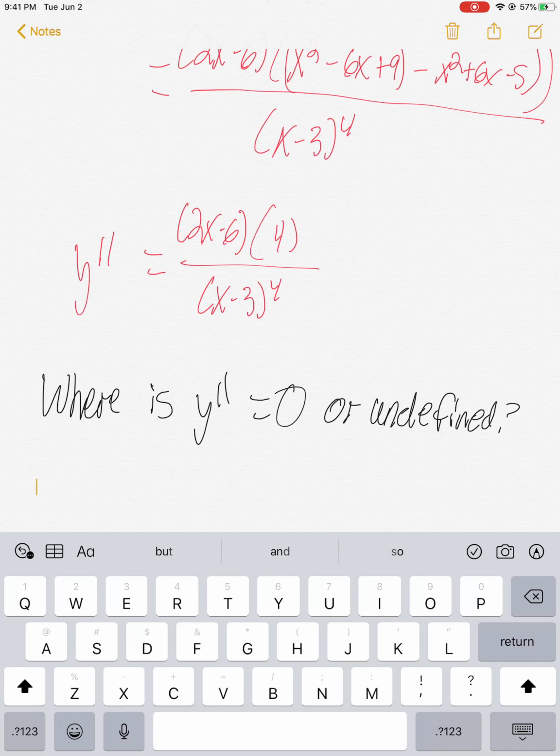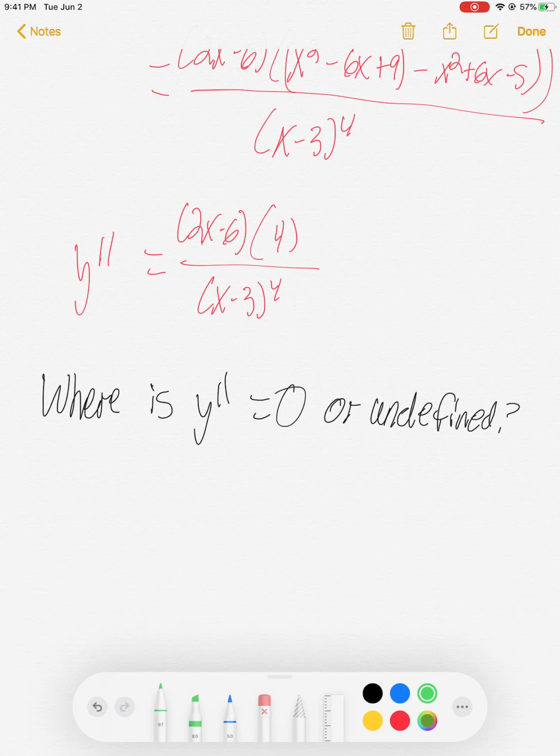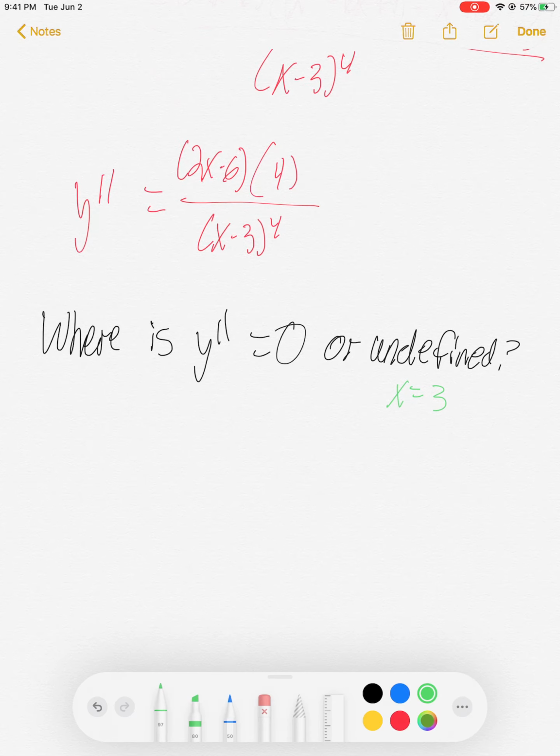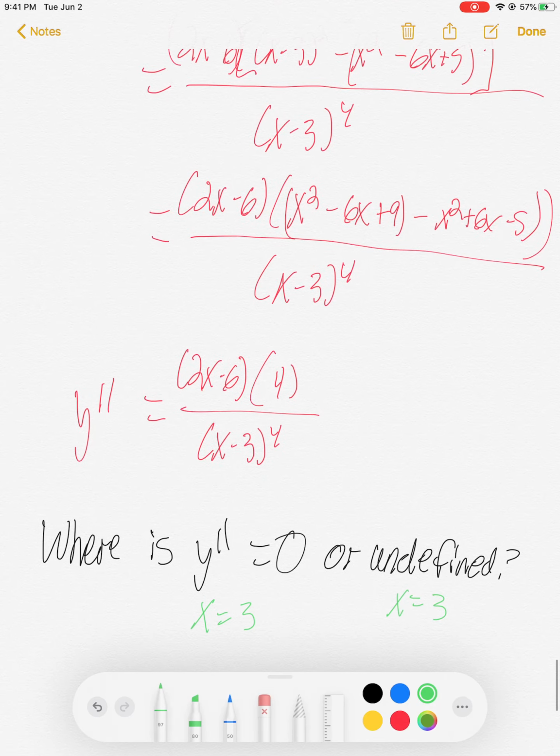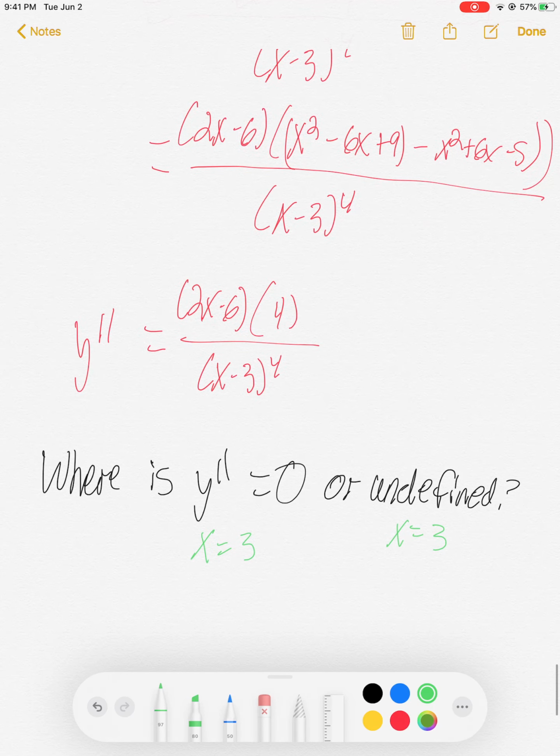So, just like before, where is y double prime equal to 0 or undefined? Well, it's undefined at x equals 3, just like before. And let's see, it is going to be 0 at x equals 3. To see that, no. Is that right? I think it is right.